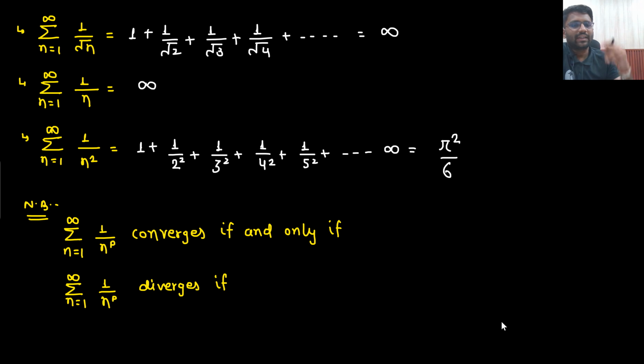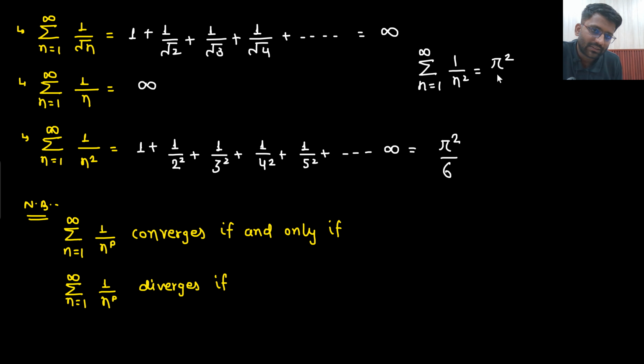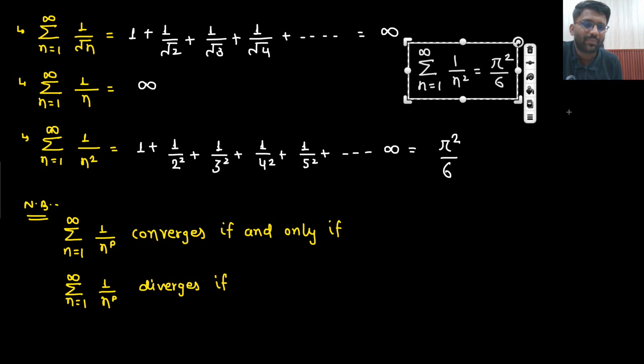This is derived from Euler's identity. But if you don't want to use Euler's identity, using the Fourier series you can derive it. But always remember, as of now, what is your target? Remember this, summation n going from 1 to infinity. When I did this, it came out to be pi square by 6. So from here, one very important result came, that is known as the P series.